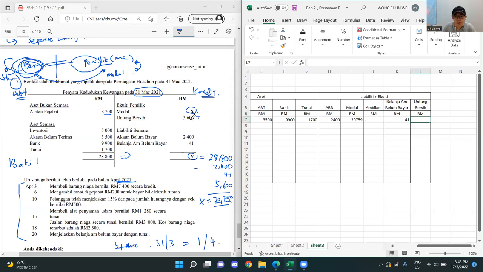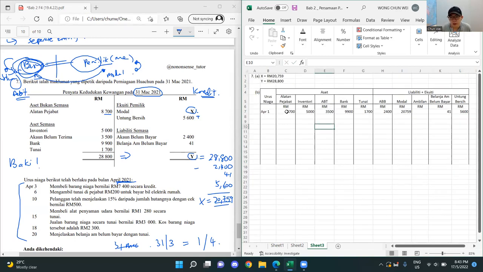So the untung bersih is 5,600. So you just put 5,600. So this is a zero, right? So just leave it blank like that. So make sure even in the beginning, your asset, you add up everything together, must be equal to your liability plus equity per mille. Add up everything here. All right, should be the same. So after here, after your baki, all these are your baki, then we may move on to the April 3rd.